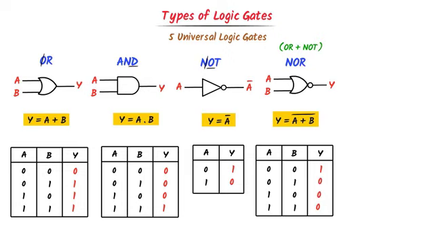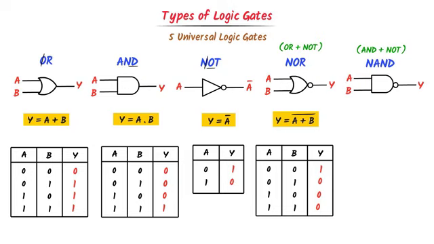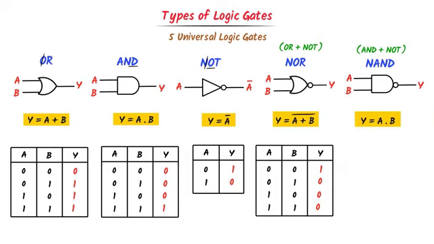The last and the fifth gate is NAND gate. We take NOT gate and AND gate to form NAND gate. Here I draw AND gate and I put only a small circle in front of it. This is the NAND gate. Now listen carefully. The AND gate will multiply the inputs A and B and the NOT gate will inverse it.